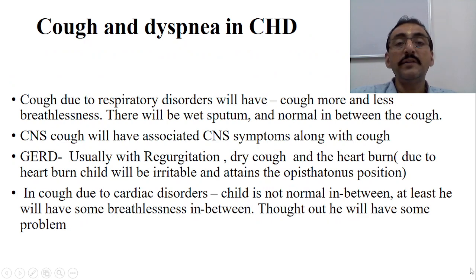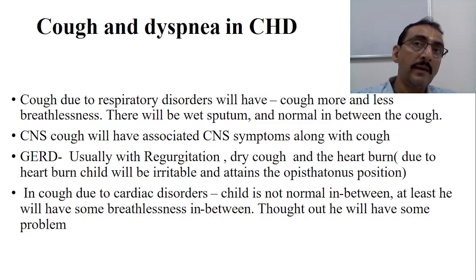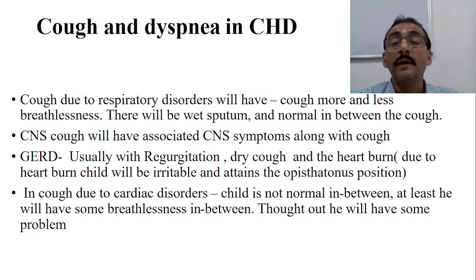Now, I told you that in cardiac problems, congenital cardiac problems also, there will be cough. And the cough will also be there in case of respiratory problems. It is very important for the pediatrician to differentiate between these two types of cough. Cough due to respiratory disorders usually has more cough and less breathlessness. Most of the time, upper respiratory tract infections, etc., will have the cough. But usually the cough is more and breathlessness is less, unless the child develops pneumonia. And whatever cough comes, there will be wet sputum, and in between the cough episodes, the child is normal.